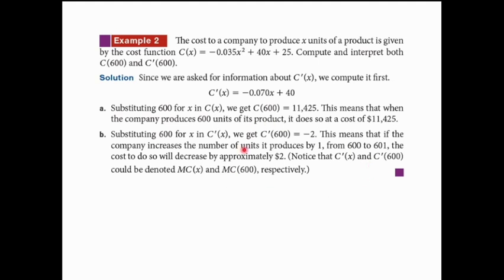So that's a good thing. When your cost decreases, obviously that's good. So you like seeing negatives here. However, if you're looking at profit or revenue, you don't want to lose money on those. So we want profit and revenue to be positive. The notation could also be listed as MC and then 600 in the parentheses because the MC stands for marginal cost.